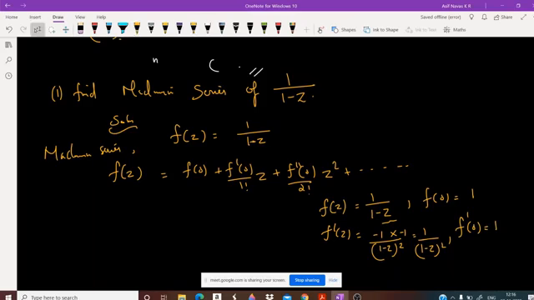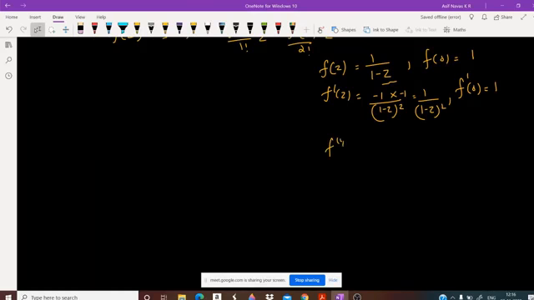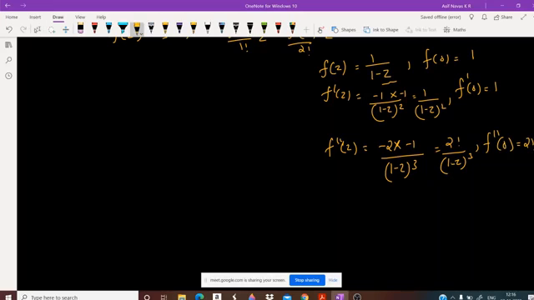Now similarly, f double dash of z, we can find the derivative: minus 2 into 1 minus z all cube into the derivative of minus z. So 2 factorial divided by 1 minus z all cube. So 1 into 2 is 2 factorial. So f double dash of 0 is 2 factorial.